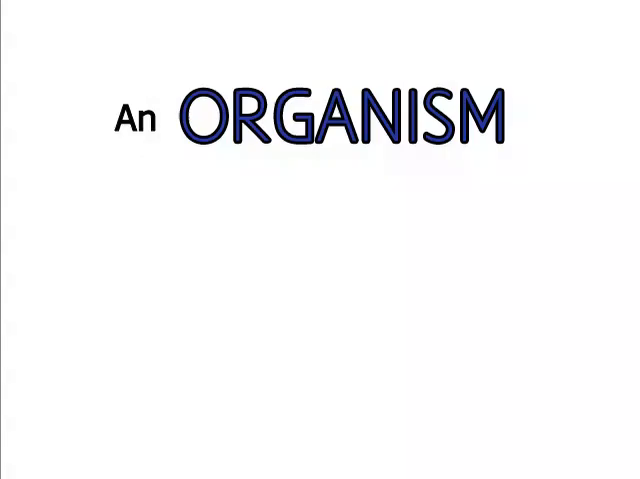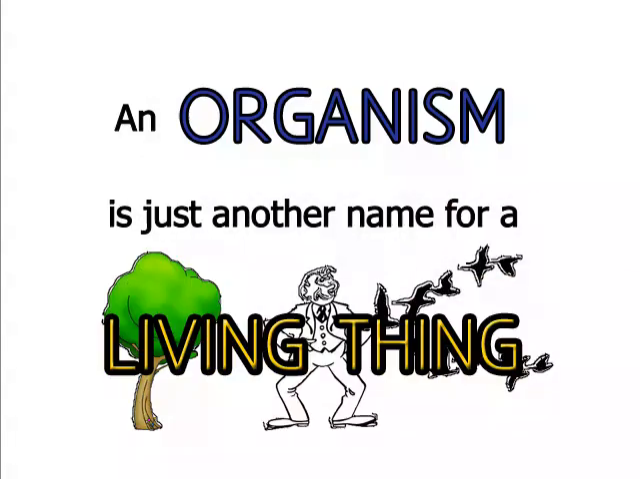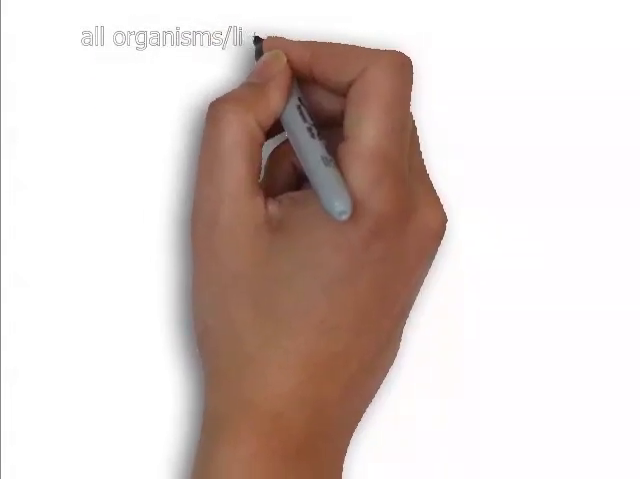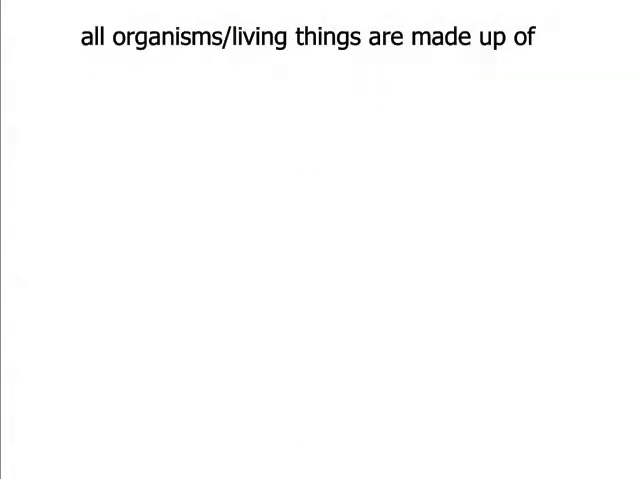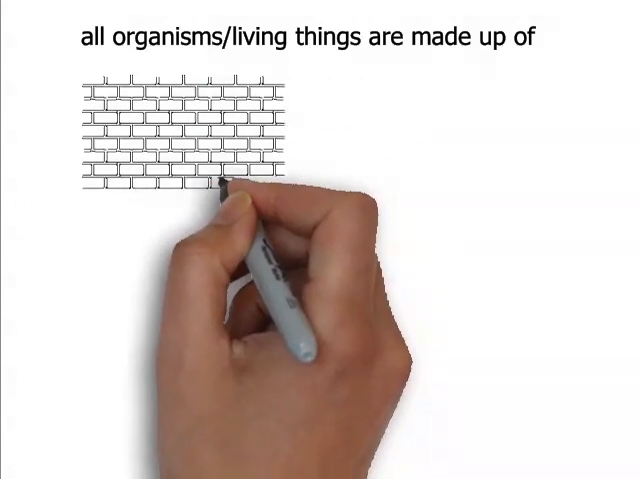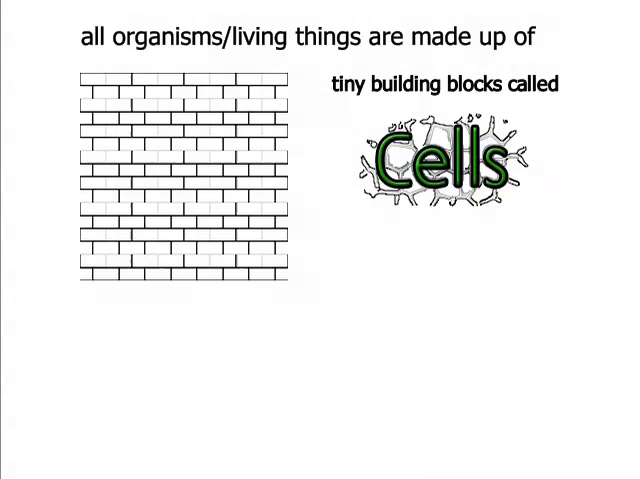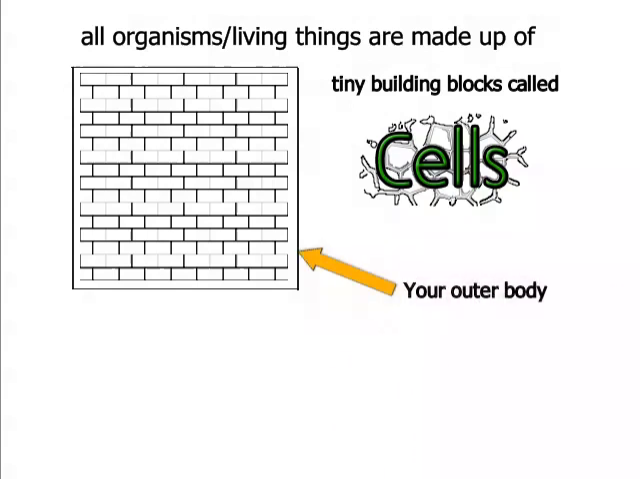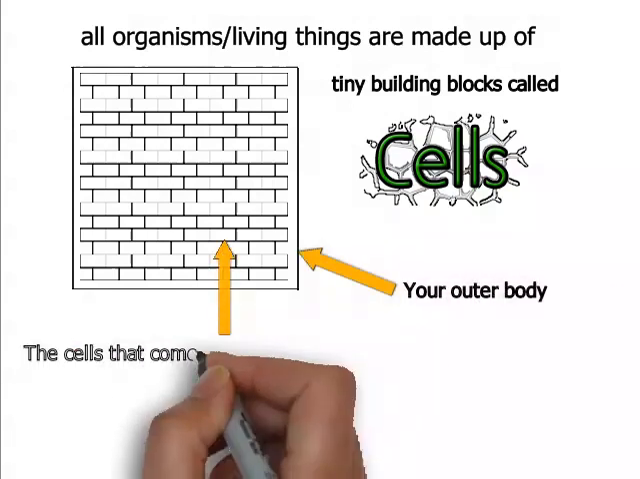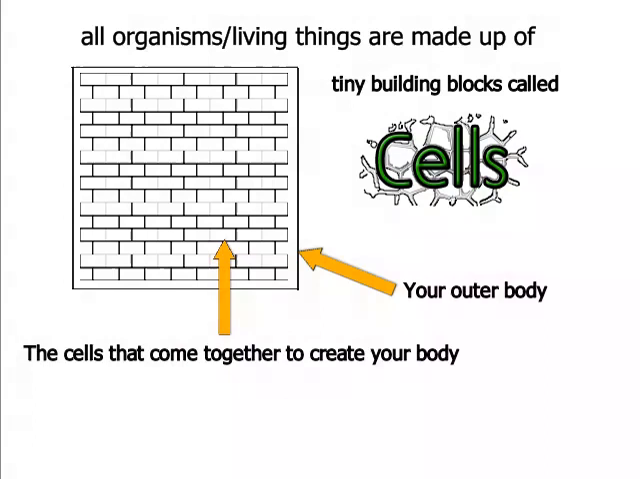An organism is really just another name for a living thing. All organisms or living things are made up of tiny little building blocks, and we call these building blocks cells. You can imagine these lines being the border of your body, with the bricks being the cells that come together to actually create the body.